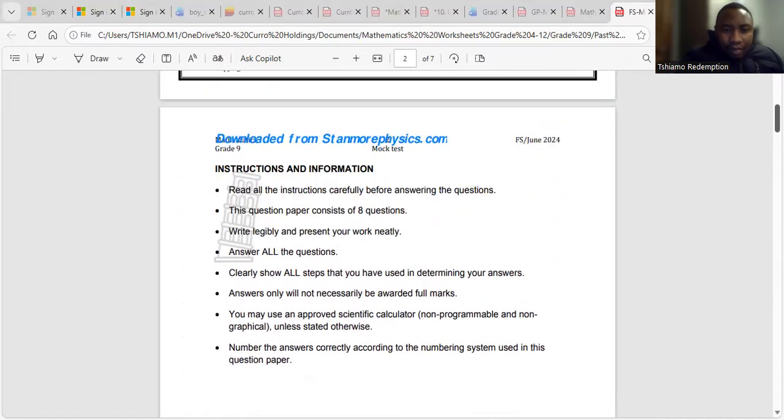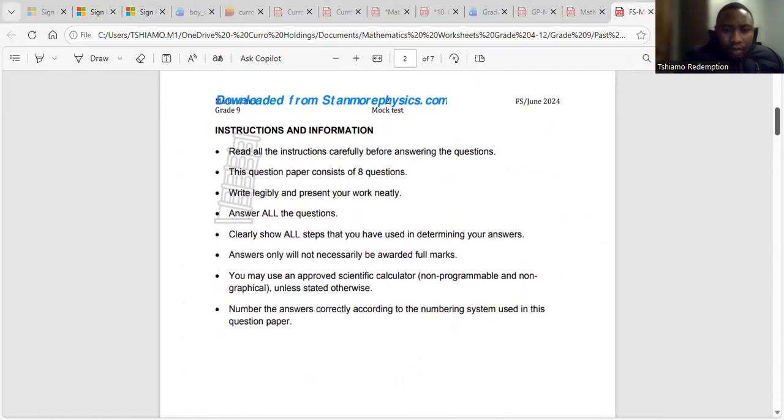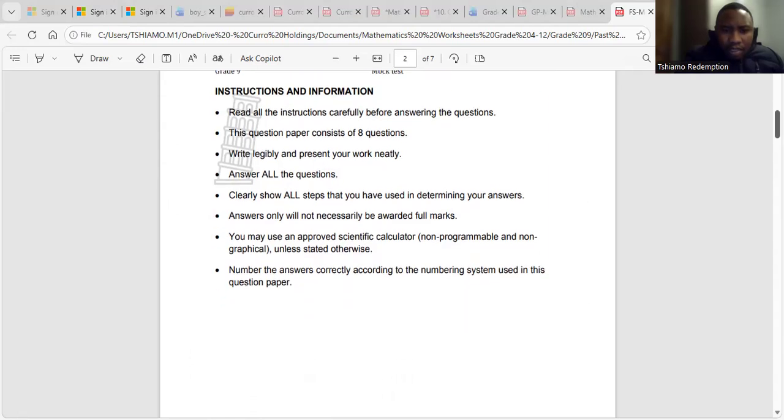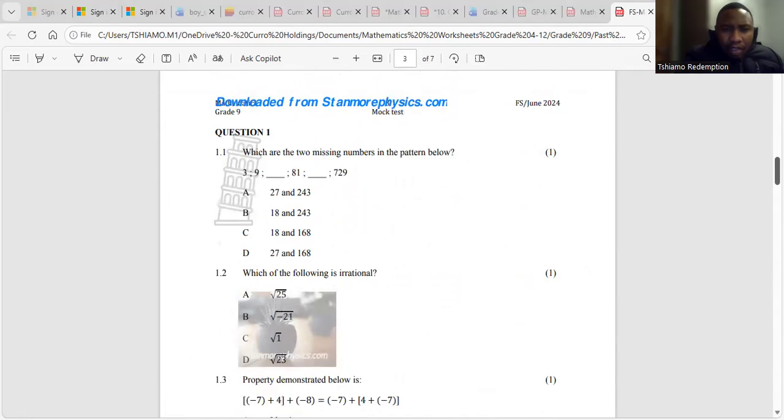I'm trying to look for... Okay, they don't say, but mostly they will tell you about rounding off. Maybe round off to 2 decimal places or 1 decimal place, and all of that. Okay, let's start with the questions. So I'll just go here.